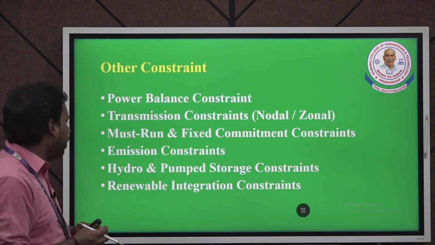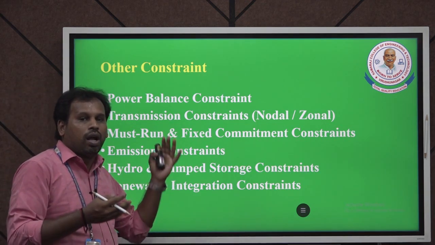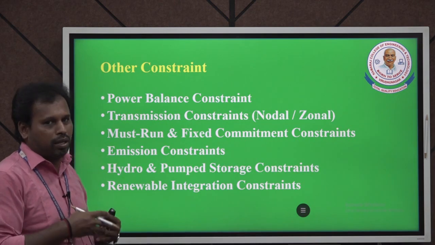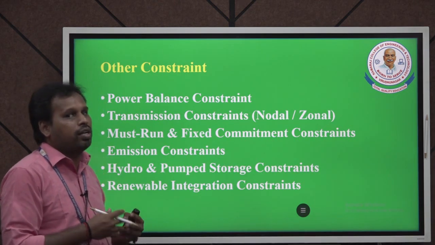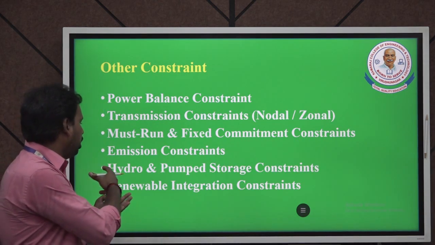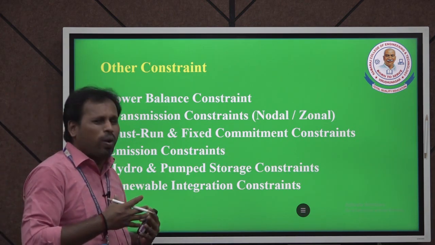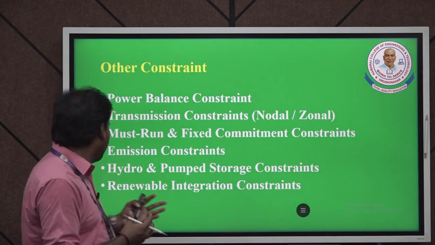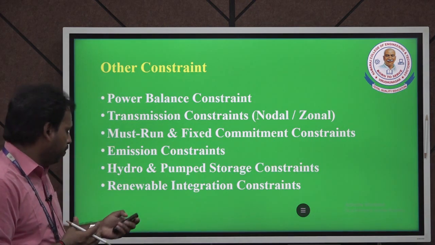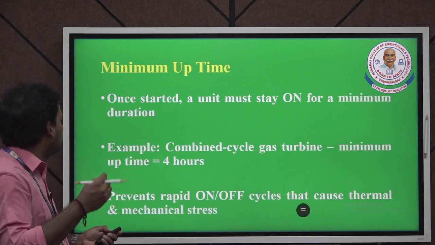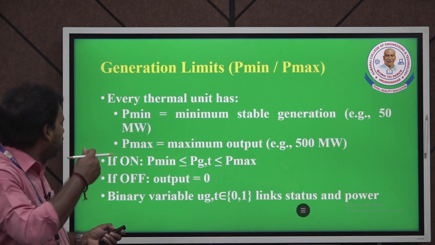Then the renewable integration constraint. As I already told, solar and wind are integrated with our power generation units, and we commit that renewable integration as one of our power sources. These are the constraints we are using. I will just tell the constraint names.